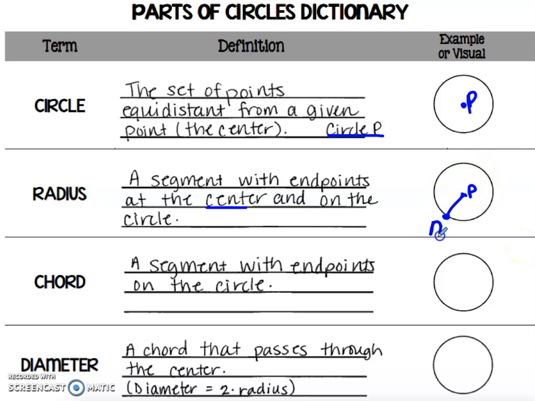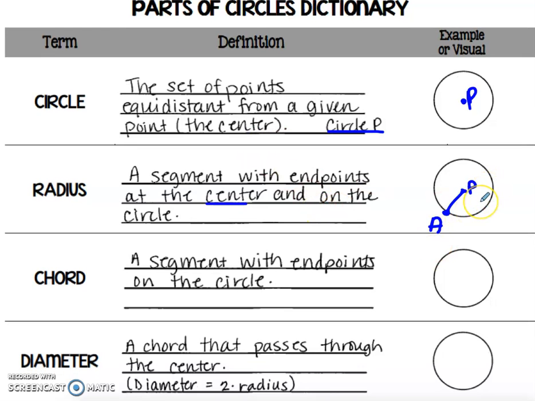Let's go ahead and put another letter. And so that radius is from A to P or P to A. And so you'll put a line segment and say AP, or you can reverse it and say line segment PA. Totally up to you.